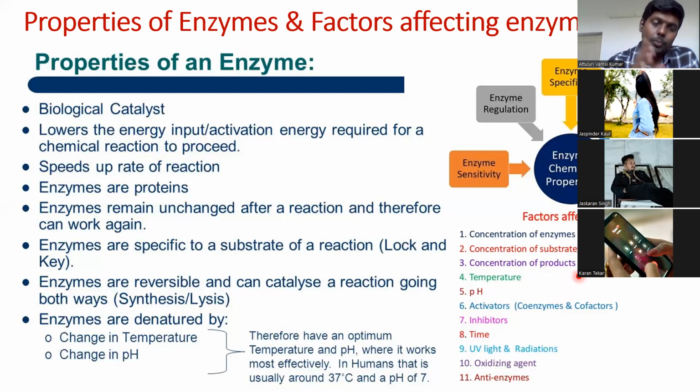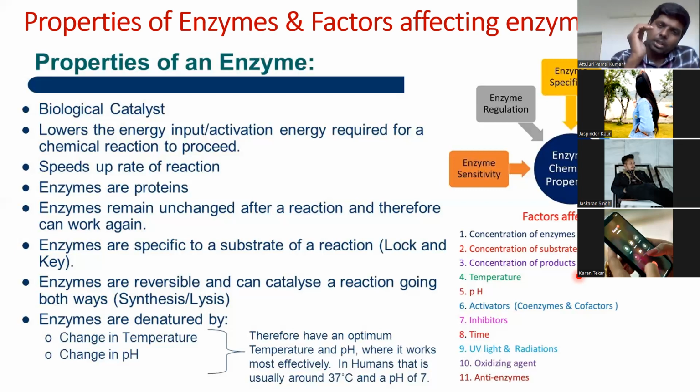Then concentration of products. Now the substrate has been converted to product, and this product cannot bind with the enzyme. So the higher the products, the lesser the enzymatic activity. So concentration of products will influence the activity of enzymes. Then temperature. Higher temperatures lead to denaturation of enzymes, resulting in destruction of enzymes. So temperature will play an important role. And at specific optimal temperatures, the rate of chemical reaction will increase.